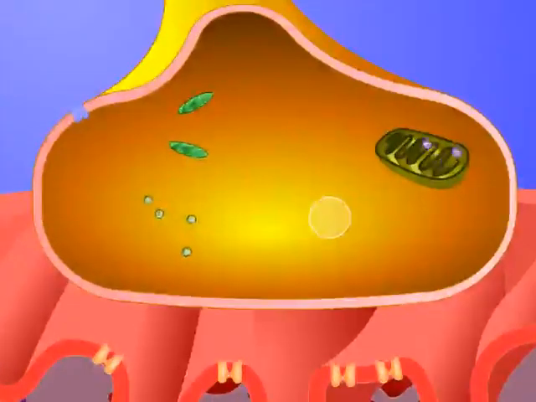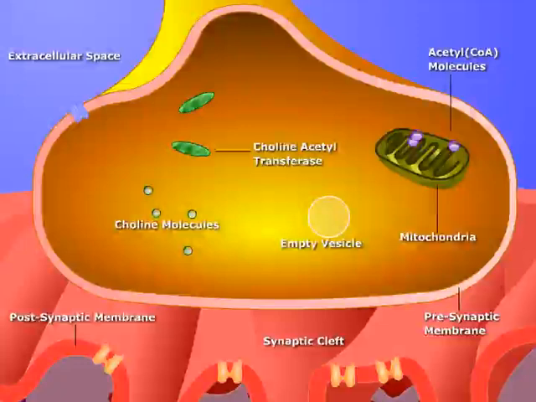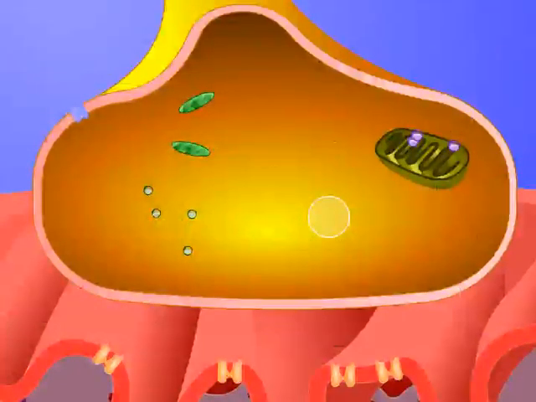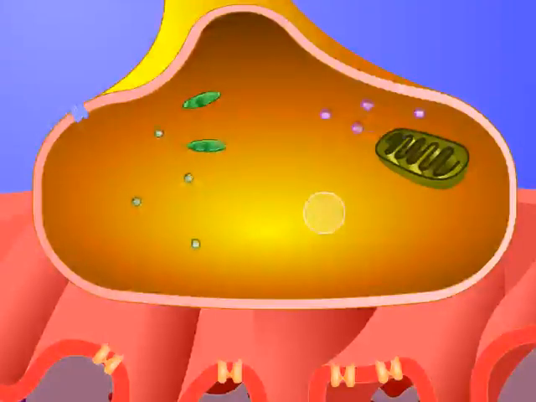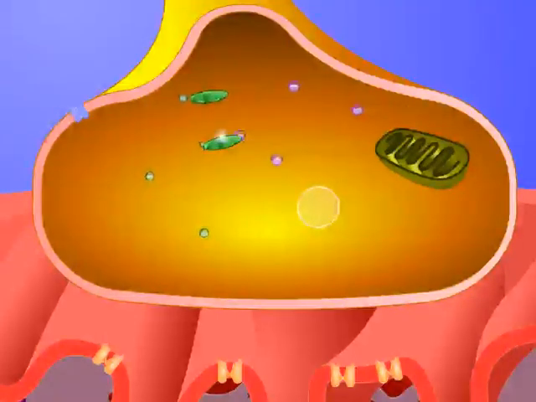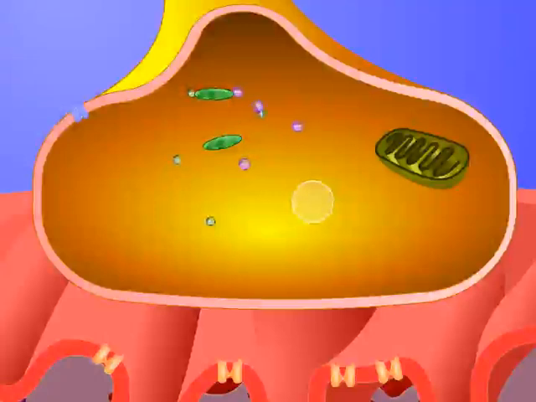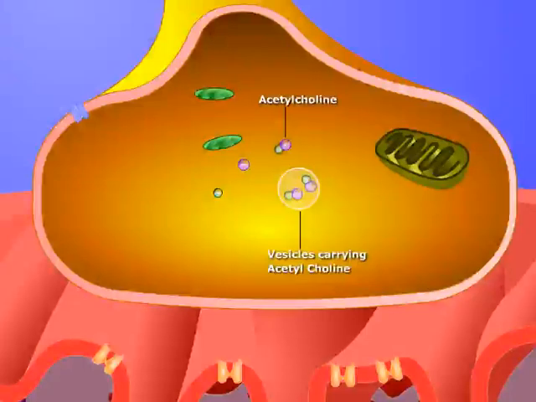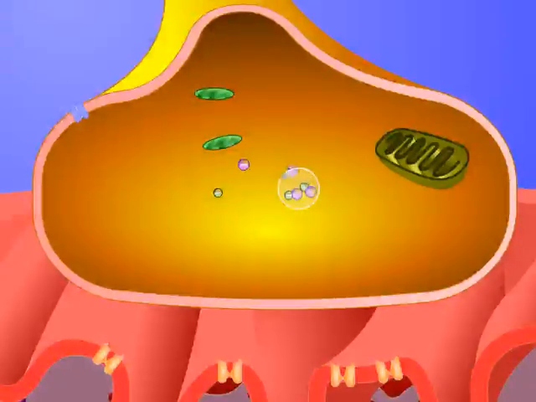We'll start by looking within the cytoplasm of the motor neuron axon terminal. Pay close attention to the labeled elements, such as acetyl-CoA, choline molecules, and choline acetyltransferase, as well as the areas surrounding the nerve terminal. Acetyl-CoA produced by mitochondria combines with choline molecules to form acetylcholine via an enzyme known as choline acetyltransferase. Once acetylcholine is formed, it is packaged into synaptic vesicles.